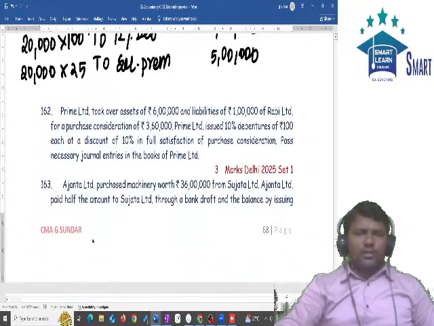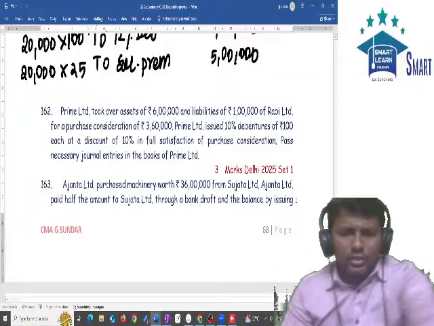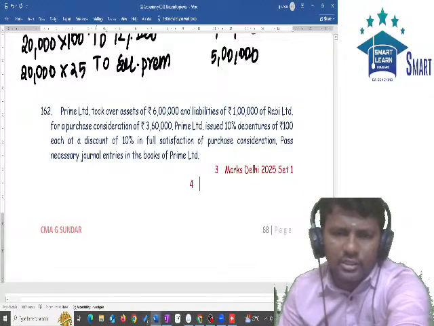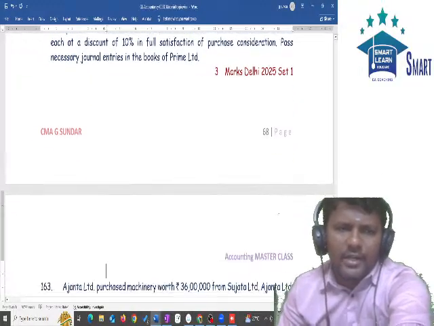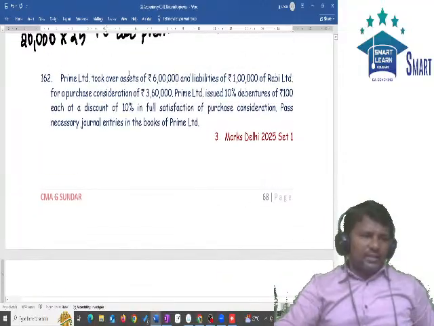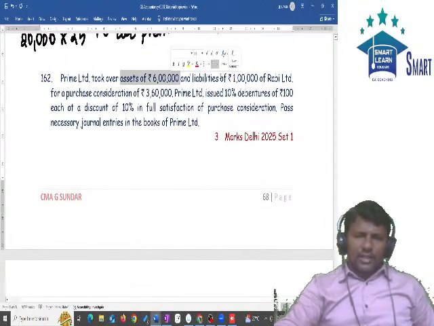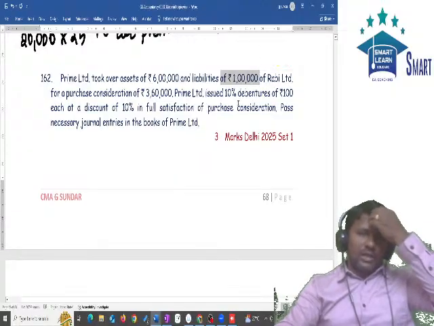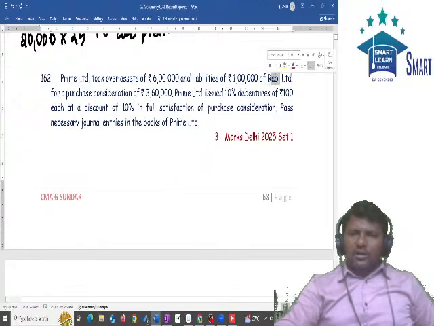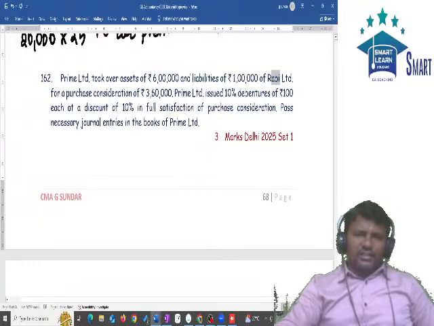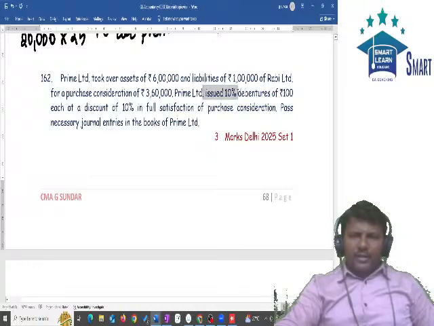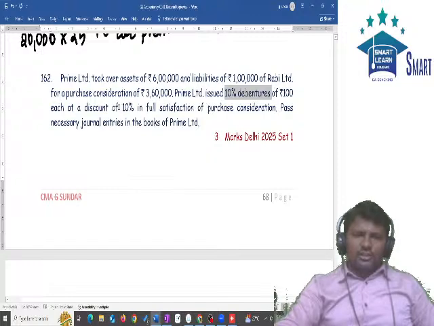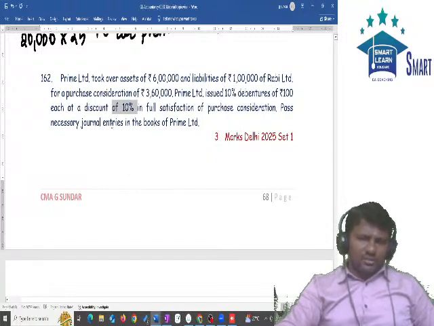Next question. Question number 162. Read question number 162. Prime Limited took over assets of 6 lakh. Liability is taken over for 1 lakh of Rabi Limited for a consideration of 3 lakh 60. 3 lakh 60 is the consideration. Prime Limited issued 10% rate of interest debentures of rupees 100 each, issued at a discount of 10%. Pass necessary journal entries in the books of Prime Limited.